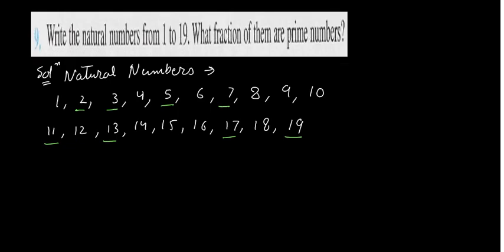So what should we do now? We should write the fraction. In this fraction, in the numerator you will have the prime numbers. So you have a total of 8 prime numbers between 1 and 19. And how many numbers are there? 1, 2, 3, 4. There are a total of 19 numbers. So 8 by 19 is the fraction of prime numbers between 1 and 19.